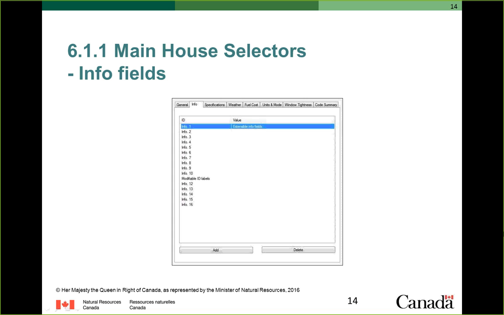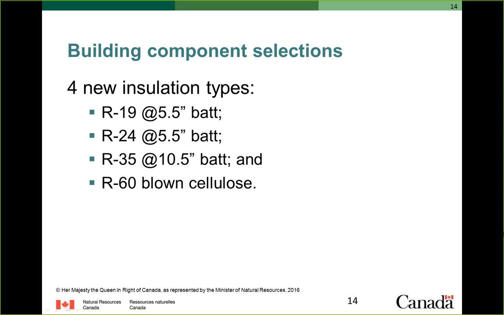In version 10, there are 10 pre-populated info fields. In version 11, there are an unlimited number of info fields. Click on the Add button to enable a row for data entry. Click in a cell to enter text. Rows are automatically assigned an information row number, such as Info 1, which may be renamed. Delete a row by clicking anywhere on the row and clicking on the Delete button.